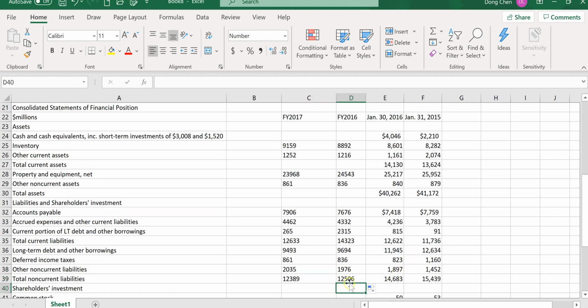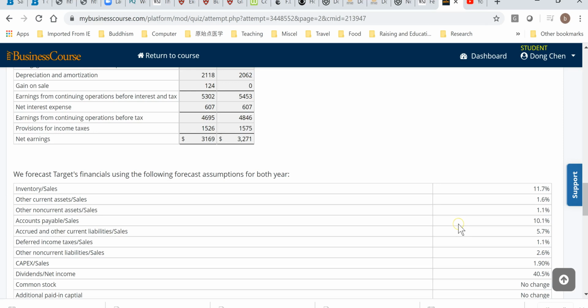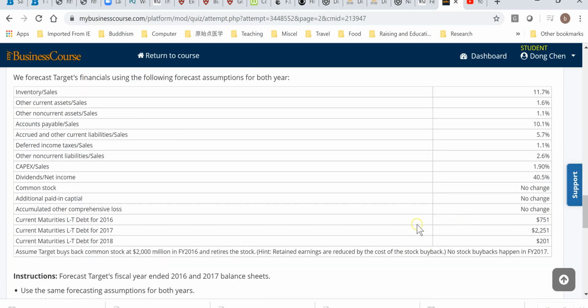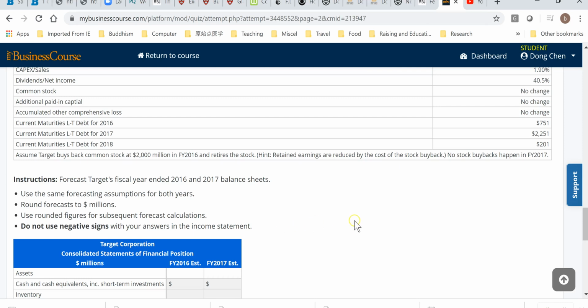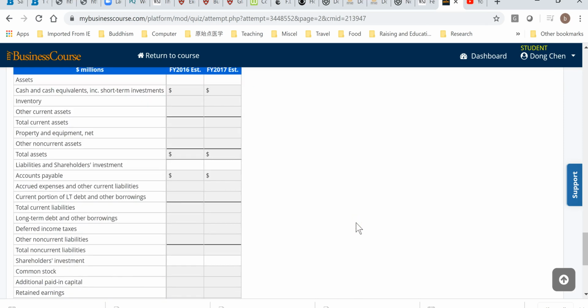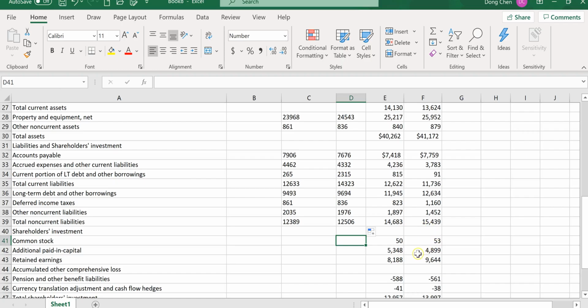And then the total shareholders' investment. So here, this section includes common stock. I believe the assumption here is common stock doesn't change. I guess that's the default assumption. So this doesn't change, and this carries over to the next year too. And additional paid-in capital also doesn't change.